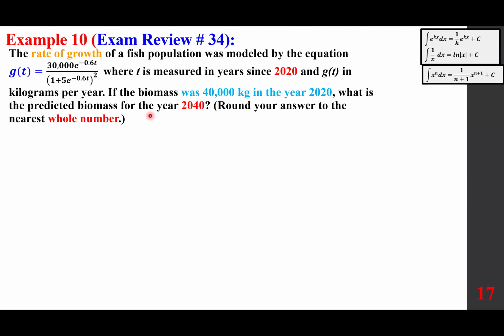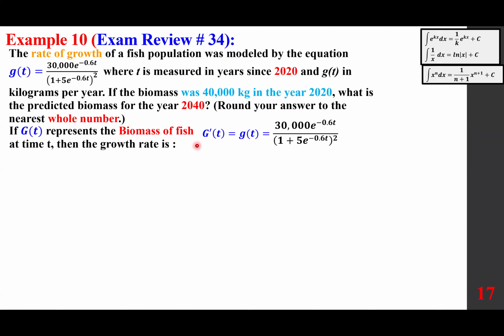So this is the same concept we've looked at, known as the accumulated change, or the net change theorem, that there are two ways to do that. We can look at the amount of increase and add the initial value, or find the general solution. So having said that, it's important to know this represents the derivative of some function. In this case, if capital G of t represents the biomass of the fish at time t, then the growth rate, capital G prime, is lowercase g of t as given.